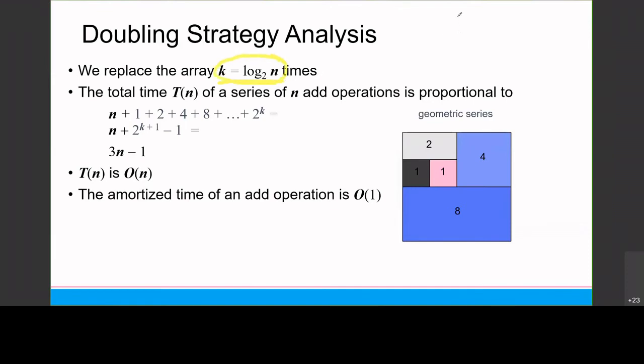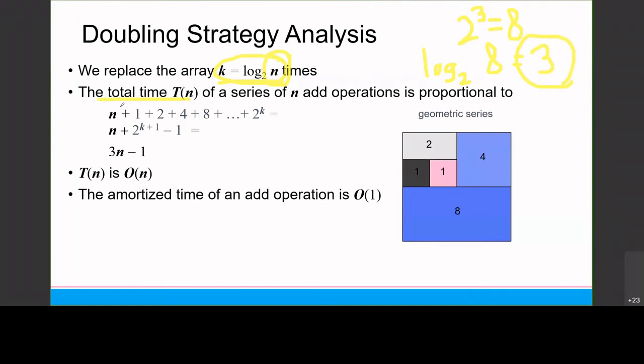If I have 2 to the power of 3 equals 8, then log base 2 of 8 will be equal to 3. So if I have n number of data, then the operation will be more likely about 3 times. So this total time, we can do again with the series.